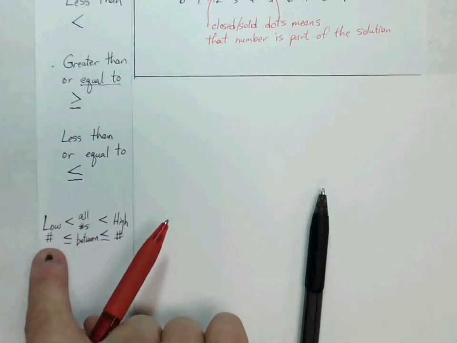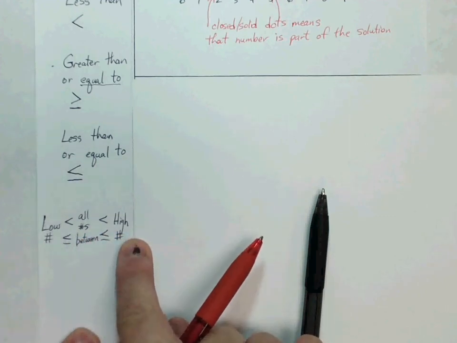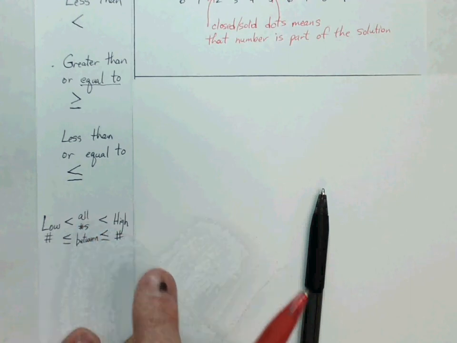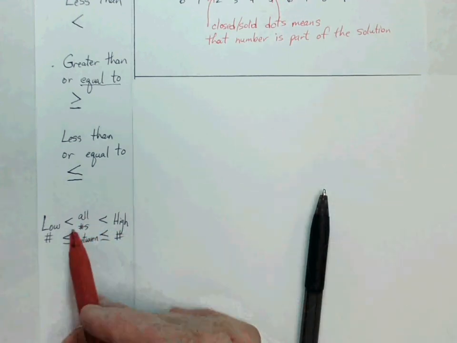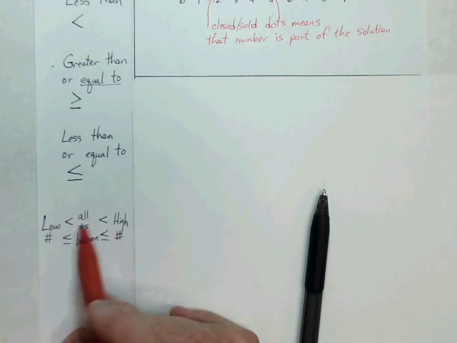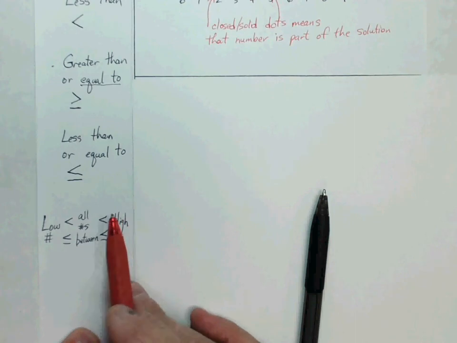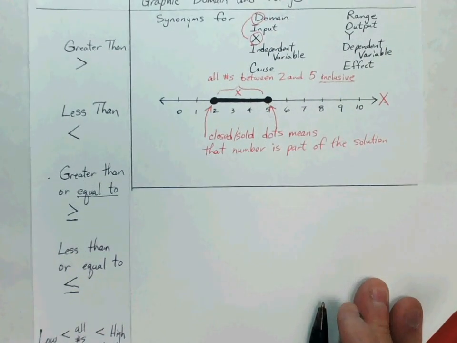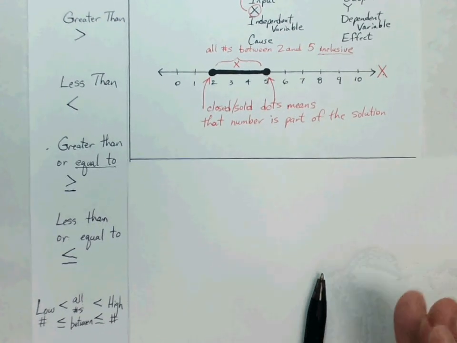So every single problem that we're going to look at is going to be of this format. We're going to have a low number on the left. We're going to have the high boundary on the right. Everything that's in between is going to go in the middle, and we're going to use less than symbols. It doesn't make any sense to do greater than symbols right here, because then I would be saying that the low number is greater than the high number.